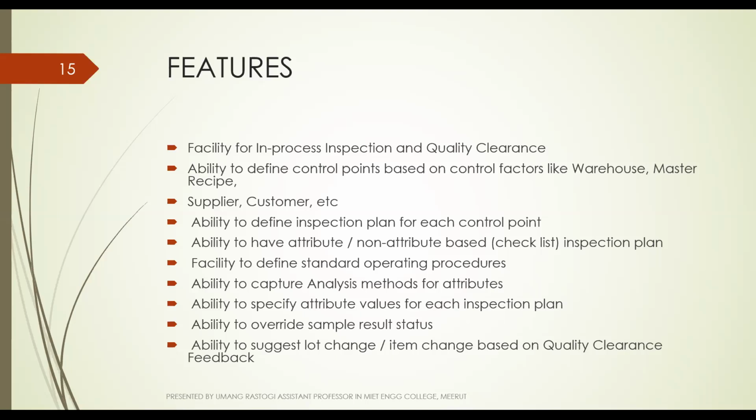Ability to have attribute and non-attribute based inspection plans. Facility to define standard operating procedures. These are the standards decided by the company or industry that will be followed here. Ability to capture analysis methods for attributes, ability to specify attribute values for each inspection plan. Every attribute is mostly defined by which part of that product will be inspected. Ability to override sample result status, ability to suggest a lot change or item change based on quality clearance feedback. So every time, according to whatever inspection result comes, the feedback clearance form will be generated.